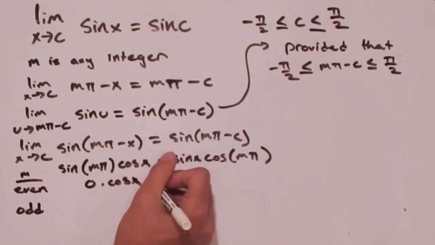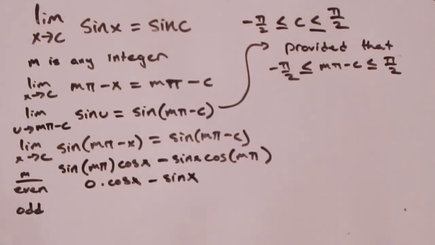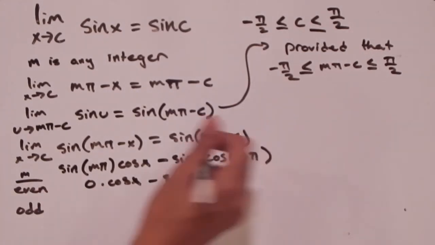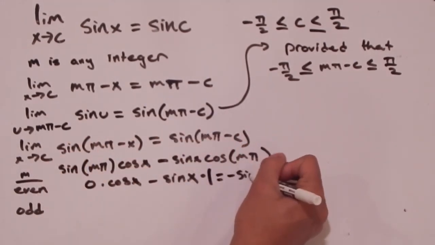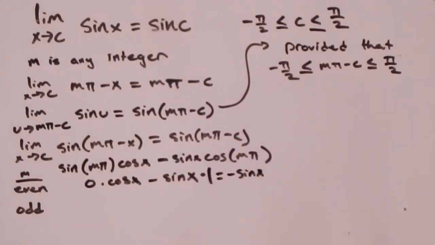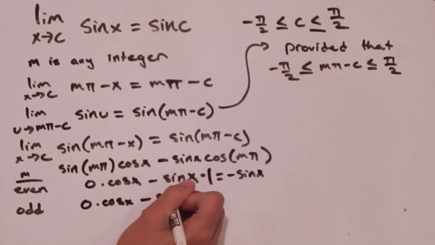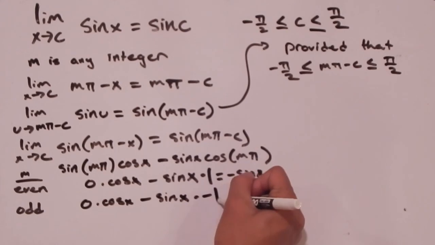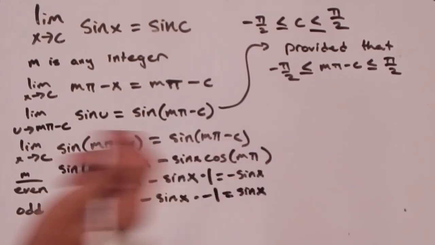If m is even, then we have minus sine x times cosine of m pi when m is even, something like cosine of 2 pi, cosine of 0, cosine of negative 2 pi, and so on. And that just happens to be 1. And we get that sine of m pi minus x is going to equal negative sine of x. Now on the other hand, when m is odd, that's when we have something like cosine of pi, or cosine of 3 pi, or cosine of negative pi. We get cosine of m pi is negative 1. And then, in that case, sine of m pi minus x is going to equal sine of x.